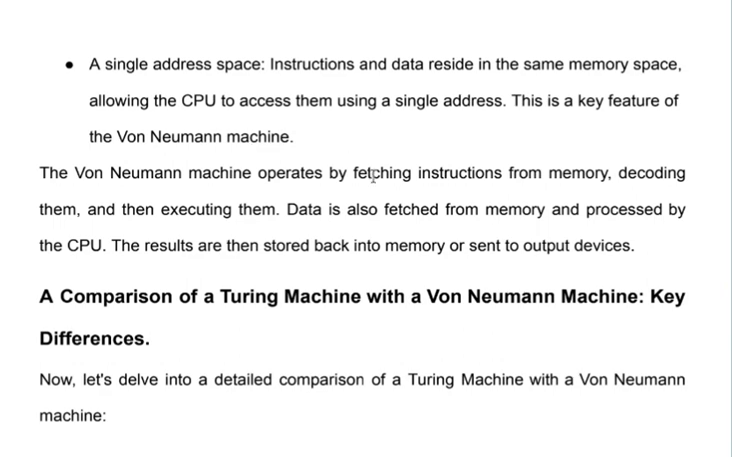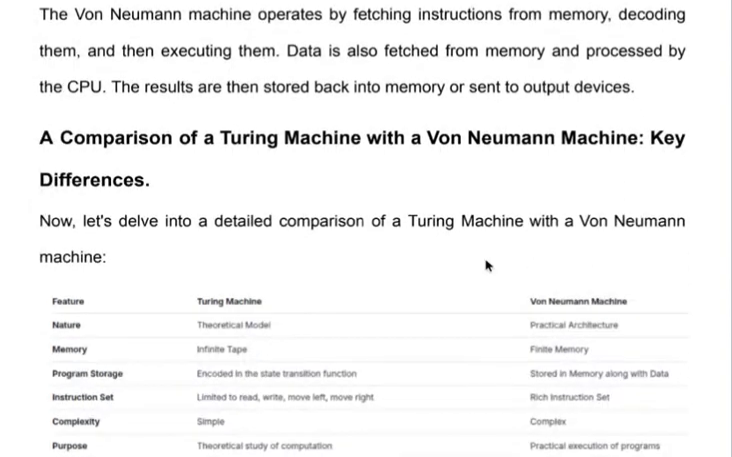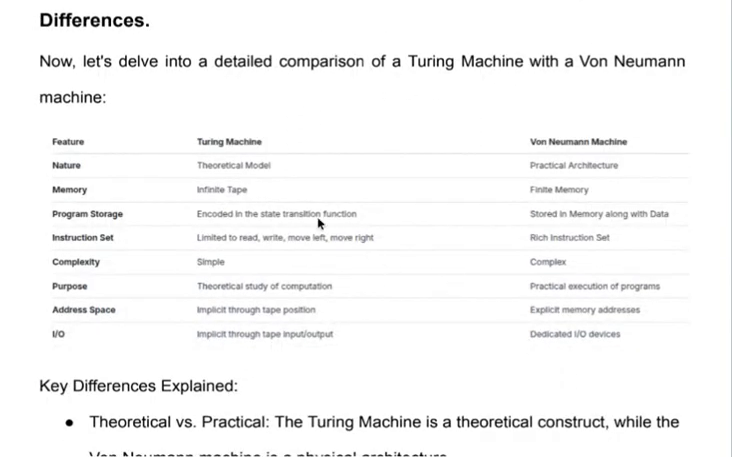The von Neumann machine operates by fetching instructions from memory, decoding them, and then executing them. Data is also fetched from memory and processed by the CPU. The results are then stored back into memory or sent to output devices. A comparison of a Turing machine with a von Neumann machine. Key differences. Now, let's delve into a detailed comparison of a Turing machine with a von Neumann machine.